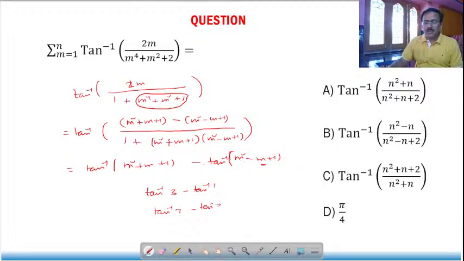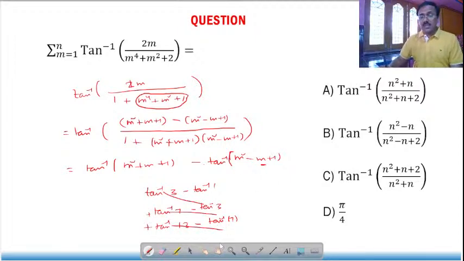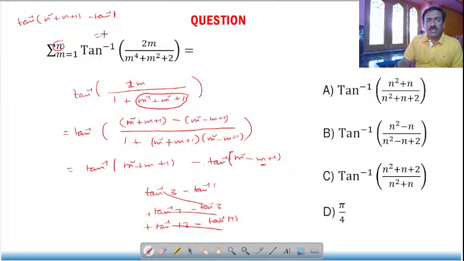Next, put m is equal to 3. You will get tan inverse of 9 plus 3, 12, plus 1, 13, minus tan inverse of, when you put 3, 9 minus 3, 6 plus 1, 7. You see, alternate terms get cancelled. So the last term that is left is m substituted by n. So friends, you are left with tan inverse of n square plus n plus 1 minus tan inverse 1.